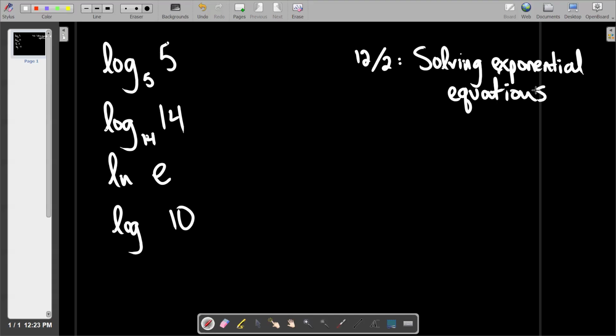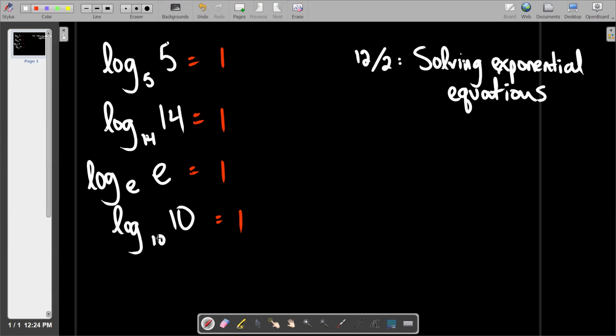These are redundant logs. I don't know if you remember these or not, but does anyone know what log base 5 of 5 is? It is 1. Good. What is log base 14 of 14? How about natural log of e? It is 1. How about log of 10? Good. So in case you're a little bit lost, the natural log, you'll remember, is a log with a base of e. And then the log of 10 is a log with a base of 10.